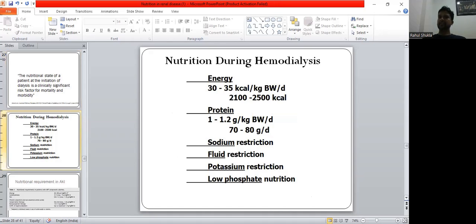Energy intake during dialysis should be 30 to 35 kilocalories per kg body weight, and protein intake should be 1 to 1.2 gram per kg body weight. Sodium should be restricted if the patient also has hypertension. Fluids should be restricted because excess water removal may cause disequilibrium. Potassium restriction is also an important part because hyperkalemia may be dangerous, and a low phosphate diet should be given because hyperphosphatemia has several disadvantages.